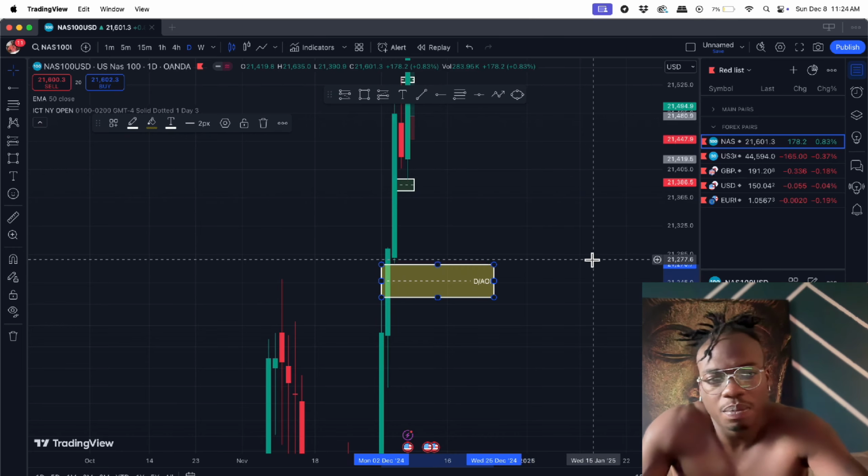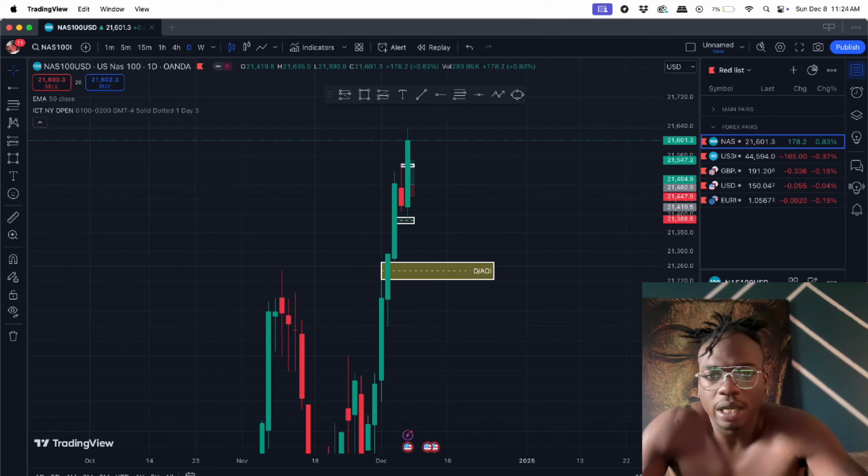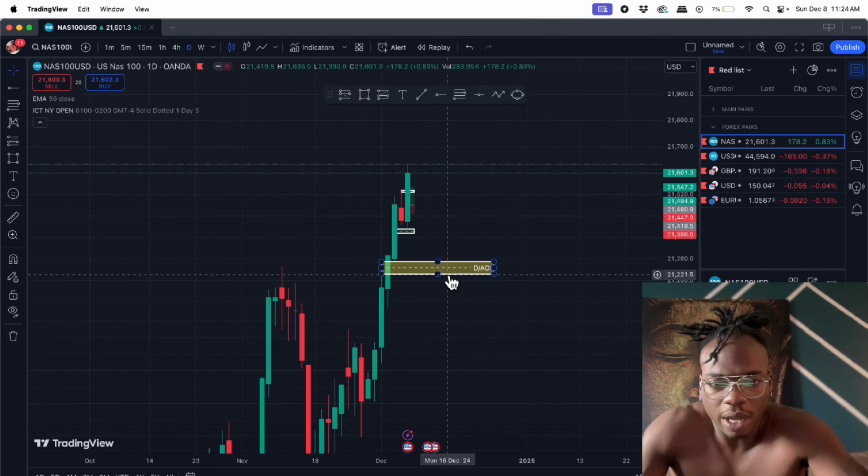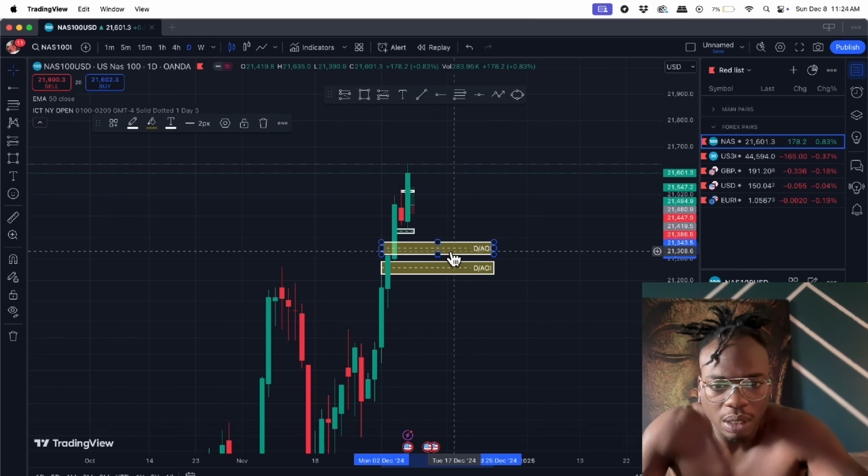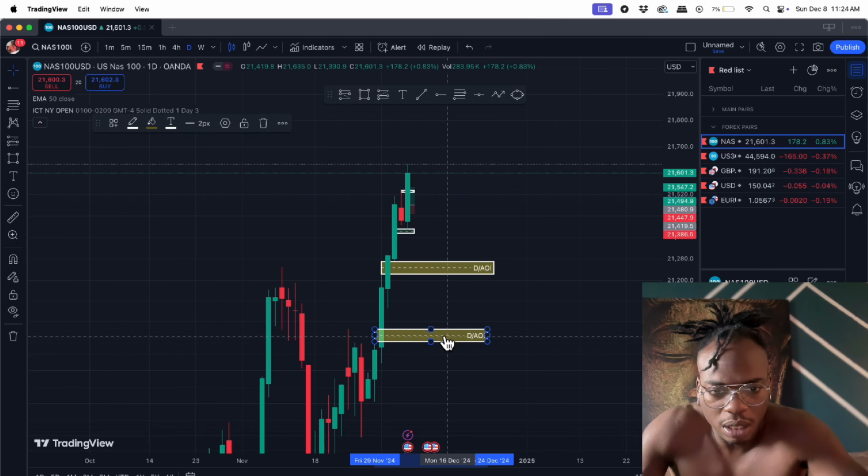Okay, better. Okay, daily area of interest is now marked. We actually have 2 of them. It's just the one, though. We have 3 of them.